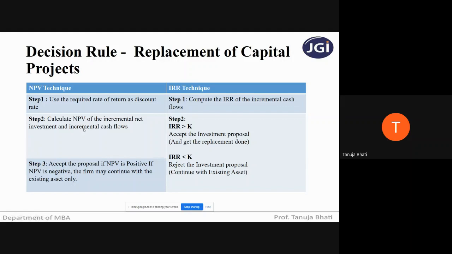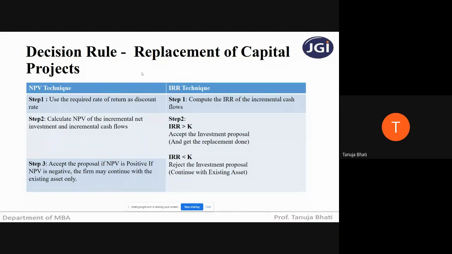So again, I'm repeating, replacement of capital project, NPV technique. If you're using it, first, whatever rate is given in the problem, you use it as a discount rate. Second, you calculate NPV, but not of the normal cash inflows and outflows, of the incremental, meaning over and above whatever you're getting, the increased cost or increased cash inflow. If NPV is coming positive, you go in for the replacement, purchase the new asset, discard the old asset. If NPV is coming negative, do not purchase, do not go for replacement, continue with the old asset only.